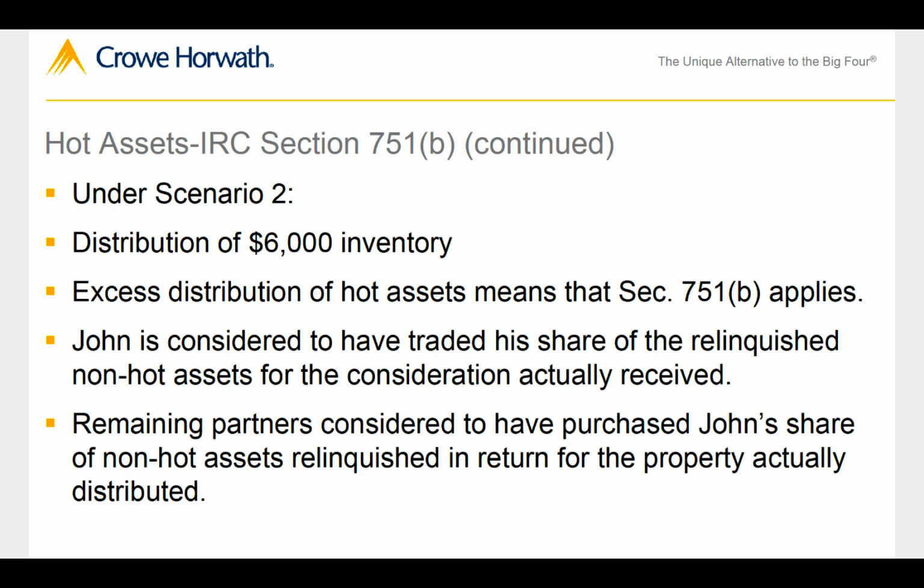So if he had gone out and bought inventory with cash, he wouldn't have a tax consequence, but the partnership would have a tax consequence. So the remaining partners are considered to have purchased John's share of non-hot assets relinquished in return for property actually distributed.